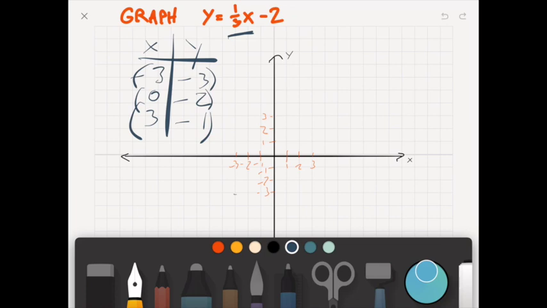-3, -3 is down here. 0, -2 gets me here. And 3, -1 is here. Last step is to connect those up into a line. It's not the best line, but that's the basic idea.